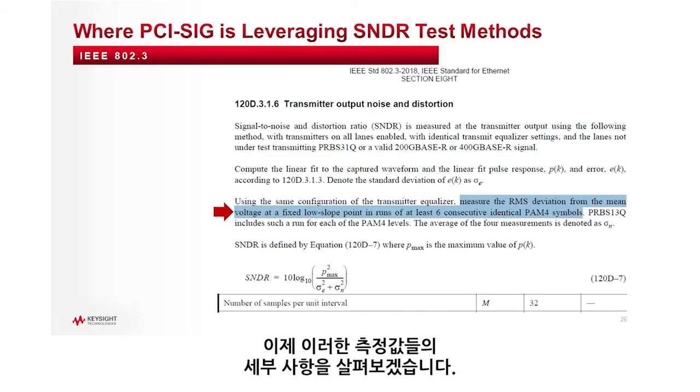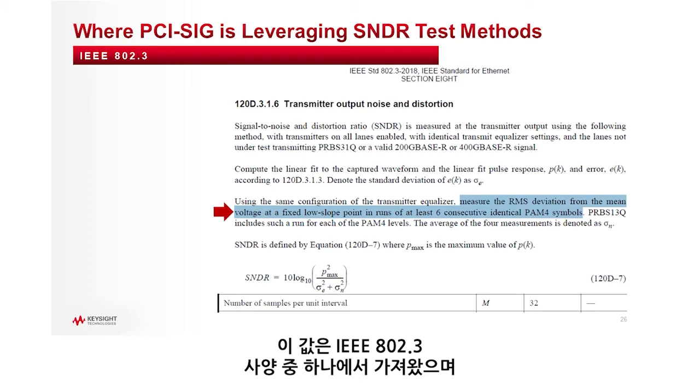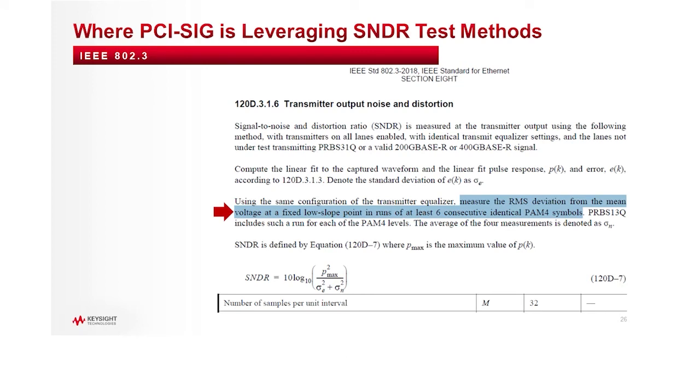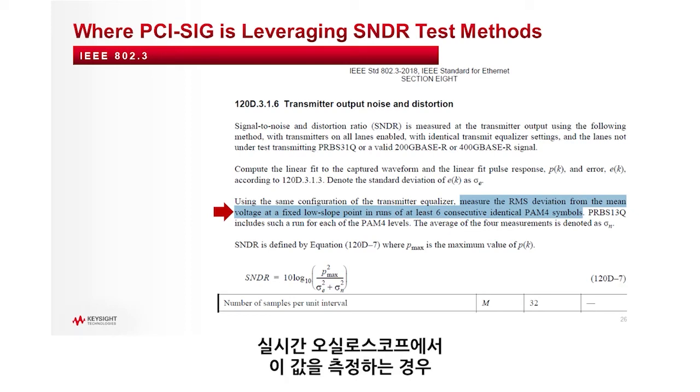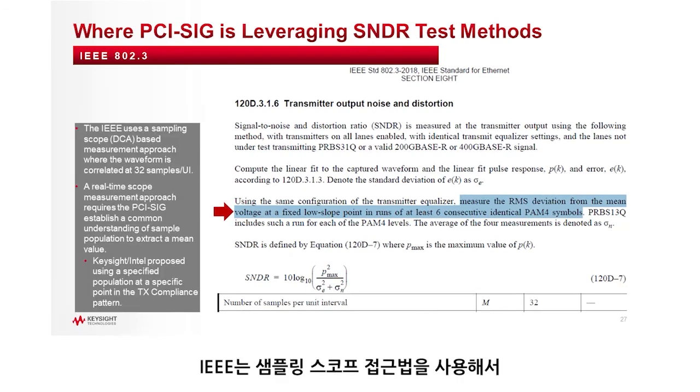Let's go into some of the specifics of a few of these measurements. Let's start with the signal to noise and distortion ratio. This is pulled directly from one of the IEEE 802.3 specifications, where we're going to measure SNDR as the equation listed on the bottom of this screen. There are a number of terms: Pmax, sigma E, and sigma N. As we will be making this measurement on a real-time oscilloscope, one of the important measurements is sigma N, and we'll be getting into that in a little bit more detail.